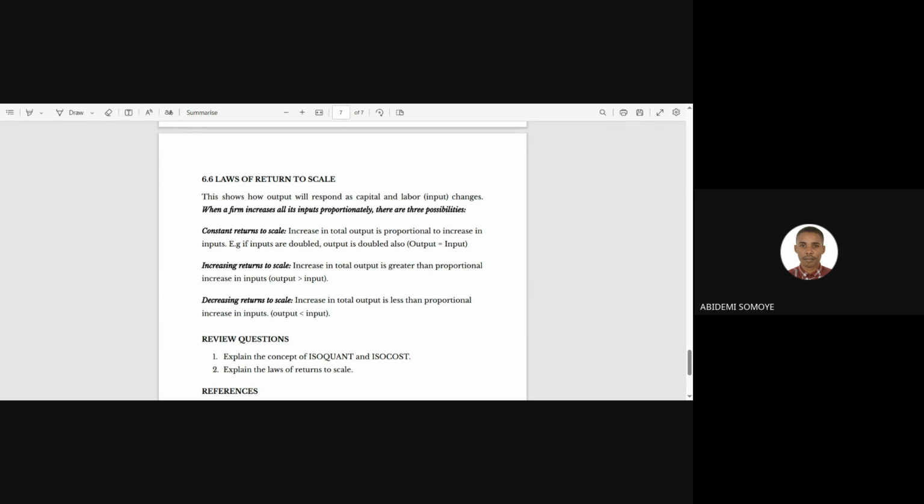An increase in total output is less than proportional increase in input. So it means output is greater than an input. For the first one, constant returns to scale, what that is saying is that, for example, if you hire more labor, you already know the given output those two laborers will be able to produce. So if you hire 2 people, I know that those 2 people would be able to produce 5 shoes, for example. Maybe those 2 inputs are proportional to those 5 shoes, then that's a constant return to scale.